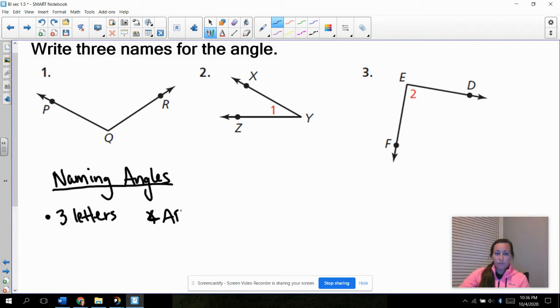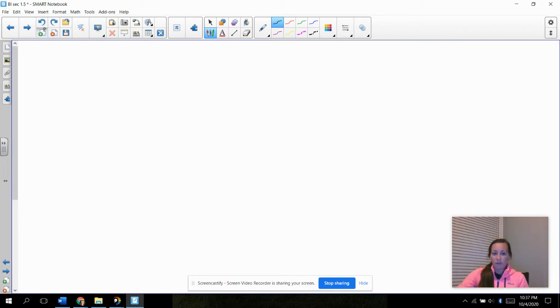And then if you're going to use 3 letters, and we'll do these examples up here in a minute, when you use these 3 letters, the only thing that matters is the middle letter. This middle letter has to be the vertex. So it has to be the middle letter, the vertex. Okay, so that's the most important. The other two, you could switch around. I could put C first and A last, right? That doesn't matter. But the vertex has to be in the middle.